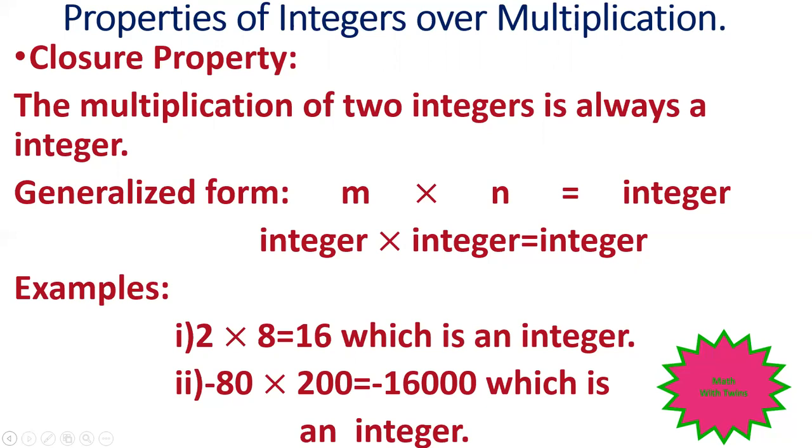There are two examples. Let's check out the first example quickly. 2 multiplied by 8 equals 16, which is an integer, and the second one says -80 multiplied by 200 gives us -16,000, which is also an integer. This shows that the closure property of multiplication is holding good.